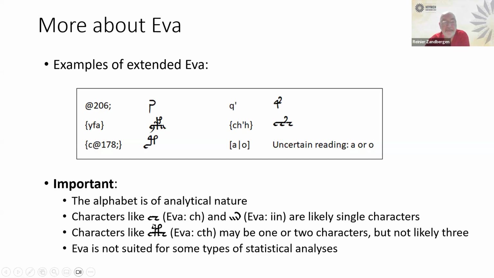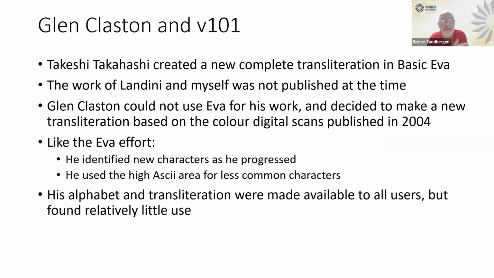This means that one shouldn't really use Eva transliterations for all types of statistical analyses. It wasn't meant to represent the meaning of the text. It's a representation of what we see in the manuscript. So with the availability of Eva, the Japanese Takeshi Takahashi created a complete transliteration of the manuscript in basic Eva and made this publicly available.